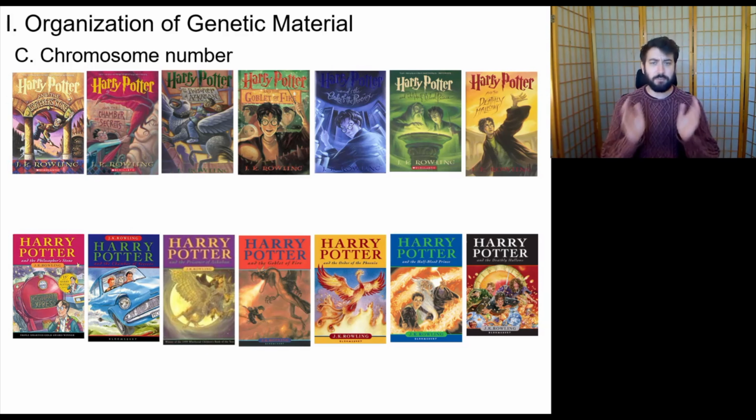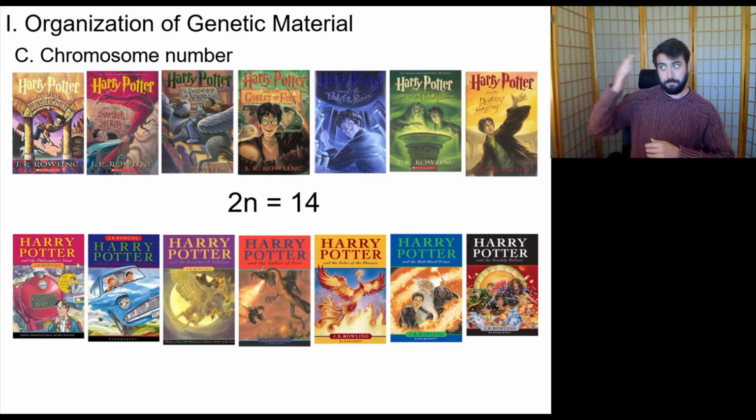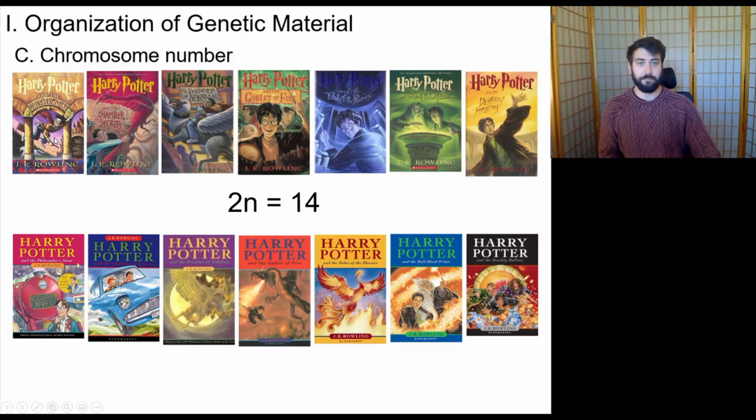So any guesses as to what the ploidy of our set of Harry Potter books is? What is that ploidy and how would we write it down? Any guesses? It would be diploid, since we have 2 versions of each book, right? So you have a British version and an American version. 2 versions, diploid. So you write that as 2N, and we have a total of 14 books, or 14 chromosomes. So it would be 2N equals 14. Okay?